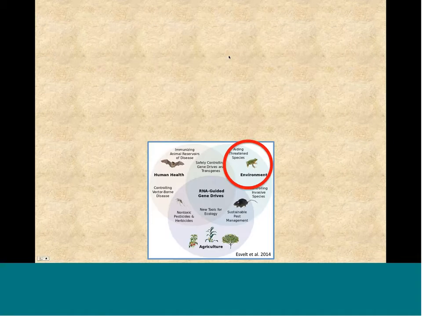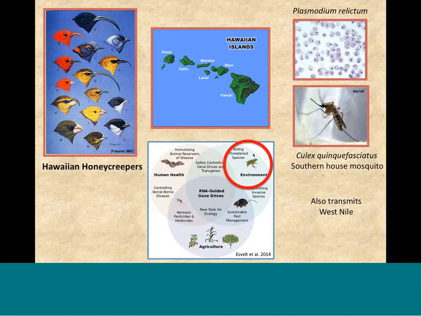So I'll start with this little red circle around the specific area that I'm going to talk about. First, aiding threatened species. What can be done here? I'll give two examples, one where it seems to be a very useful approach, and another where it may not be as useful. The first one I want to talk about is the use of gene drives in terms of the Hawaiian honeycreepers.